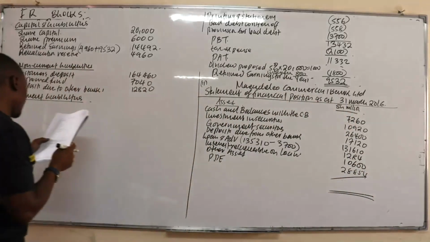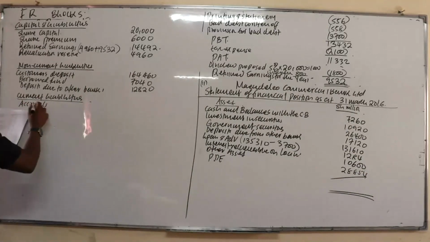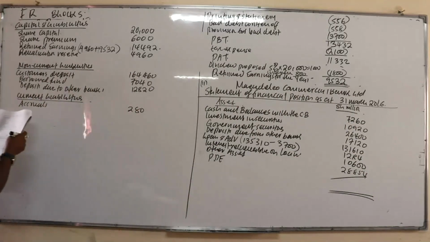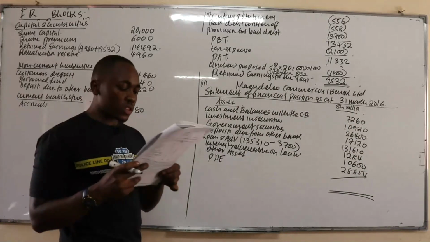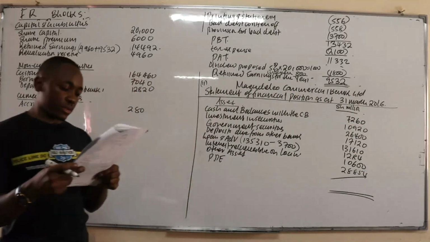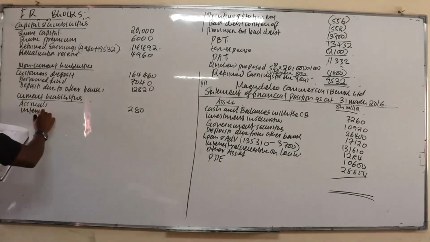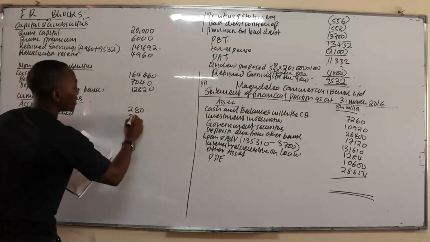So on the current liabilities, we have miscellaneous accruals. Amount 280. Then number three, interest accrued and not accounted for. We have this interest on customer deposit. That's an expense, so that means an expense we have not yet paid. So we have interest accrued, an amount of 896.